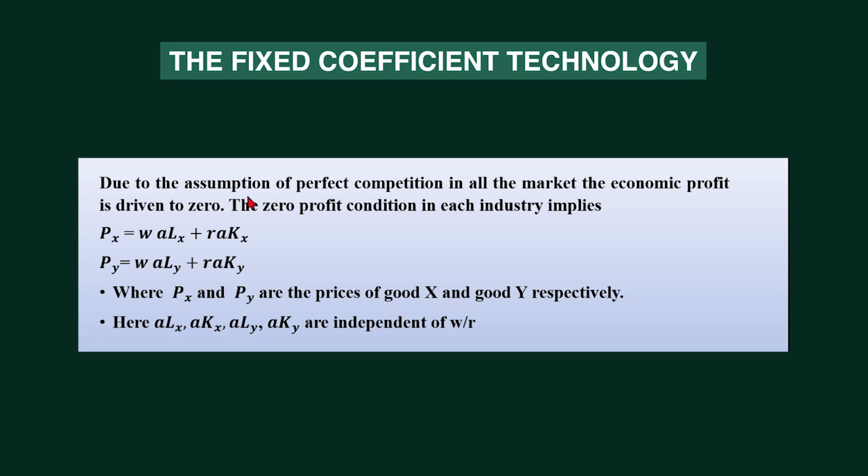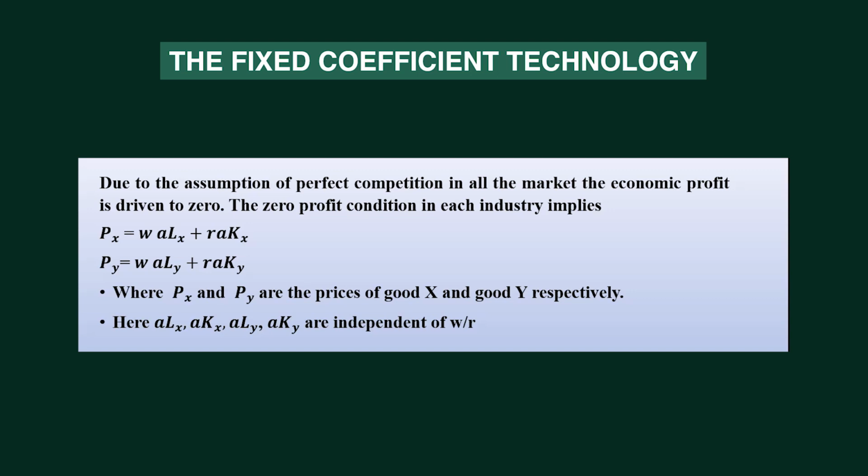Now we start to understand the Stolper-Samuelson theorem with the help of, initially, a fixed coefficient type production function. As you can recall from the previous module, a fixed coefficient type production function is one where the unit coefficients of production do not depend upon the factor price ratios. Now look at this. We have already assumed that perfect competition prevails in all the markets, which implies that economic profit will be driven to zero, that is, a normal profit condition.